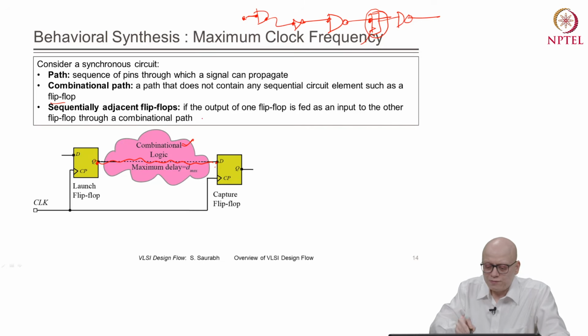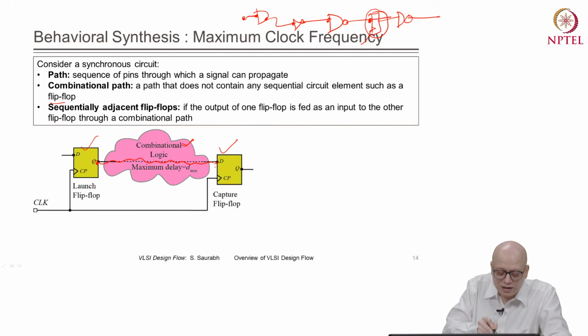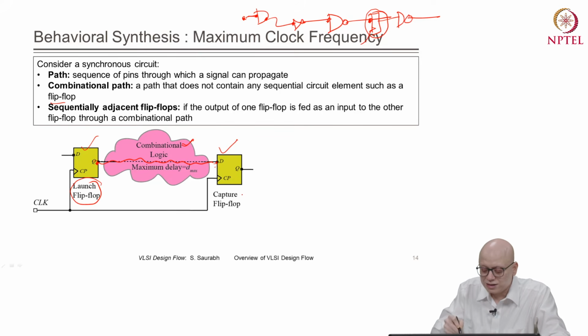And therefore if the output of one flip flop, in this case Q pin, is fed as an input to the other flip flop through a combinational path, then we say that these two flip flops are sequentially adjacent. The one which is launching the data is known as the launch flip flop, and the one which is capturing the data is known as the capture flip flop. So this is the capture flip flop and this is the launch flip flop.